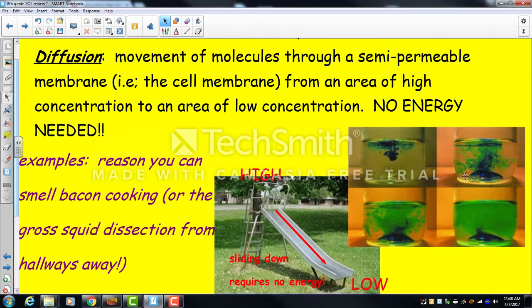Here's another example we did in class. We had a beaker filled with water. We added a few drops of highly concentrated food dye or food coloring. At first, it starts off very highly concentrated, and eventually, it diffuses. It spreads out. It gets to an equilibrium point in the water so that the entire glass of water is now all one uniform color.